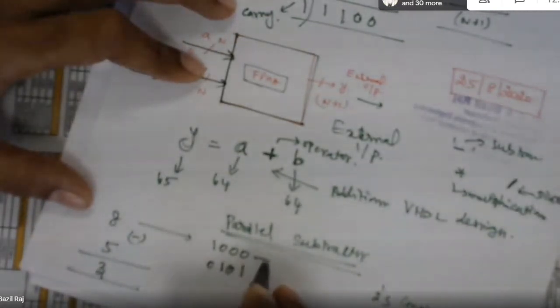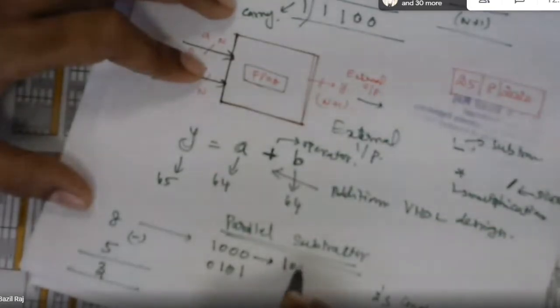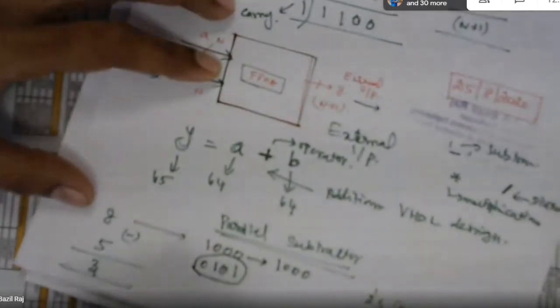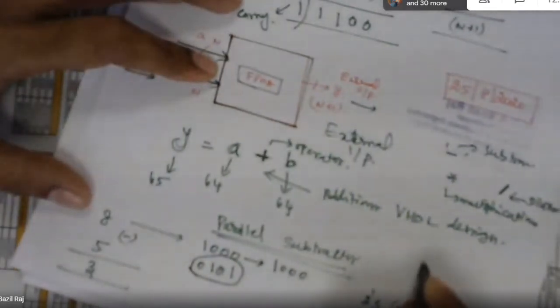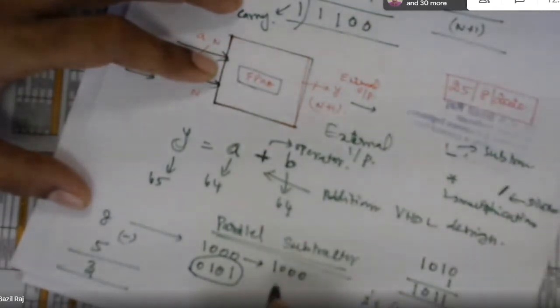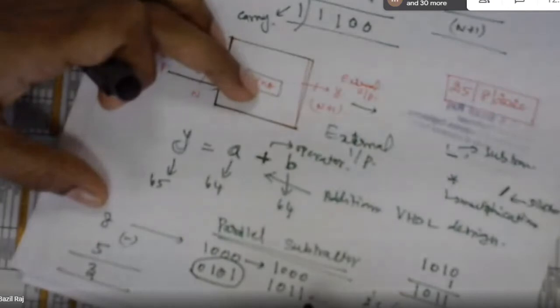You write this number as it is, 1 0 0 0. And when you take the 2's complement of this number, what is the 1's complement of this number first? 1's complement is 1 0 1 0, and add 1. Right. So write here 1, 0, 1, 1. Look now, this is the 2's complement of 5.